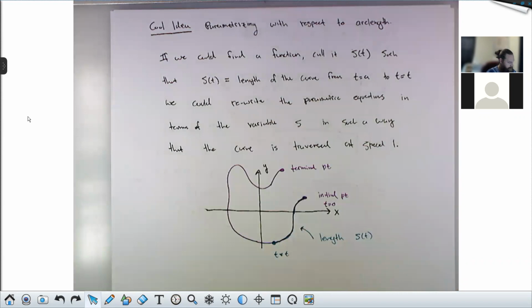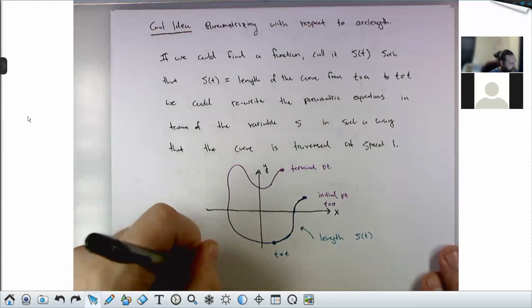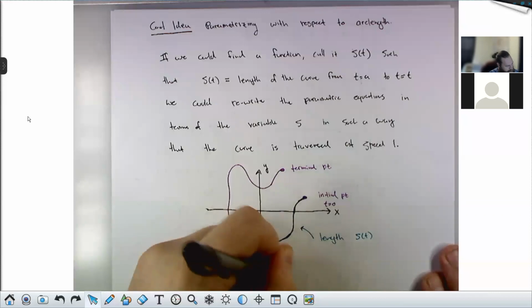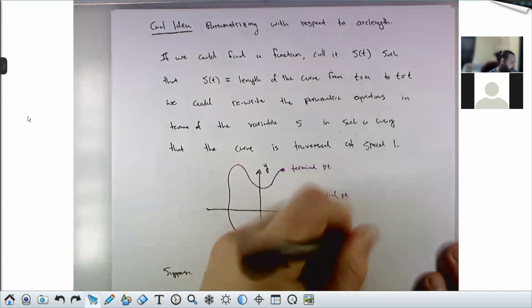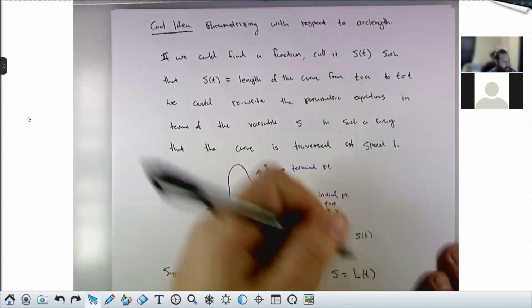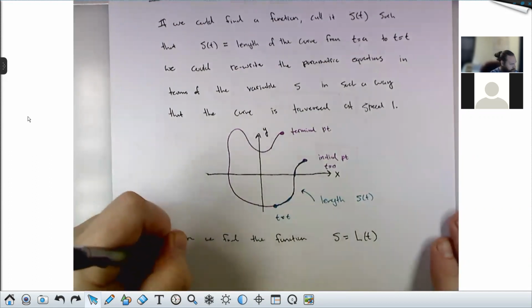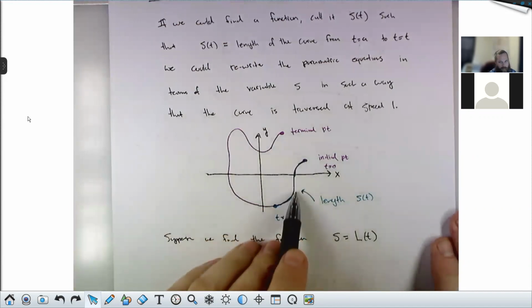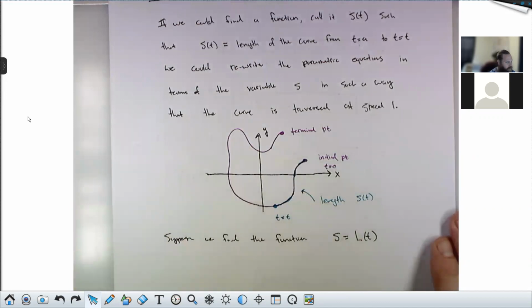Suppose we find the function, maybe I'll call it s equals L of t for length, so I don't overuse the variable. When t is 0, the length is 0. When t is 1, it's however far you've walked in 1 second. When t is 2, it's however far you've walked in 2 seconds. When t is 3, it's however far you've walked in 3 seconds.